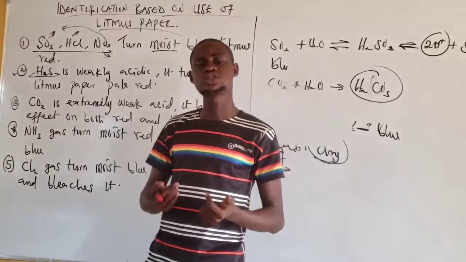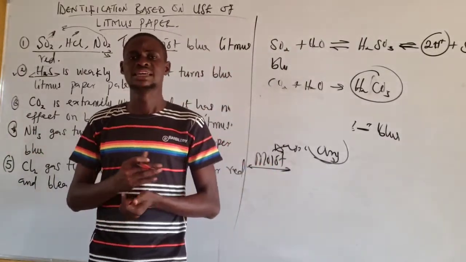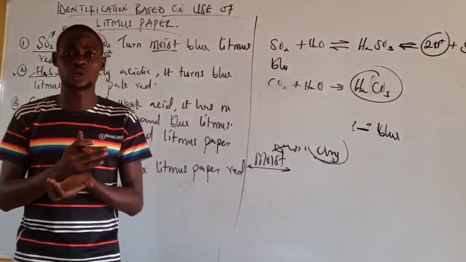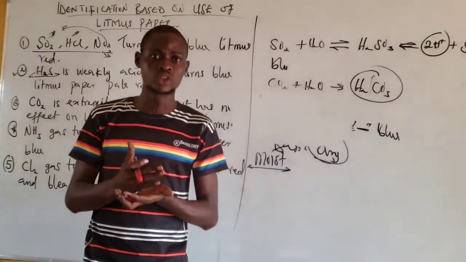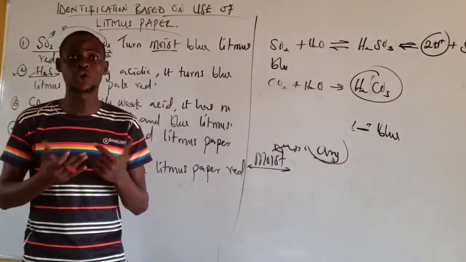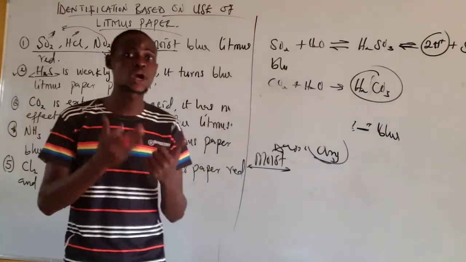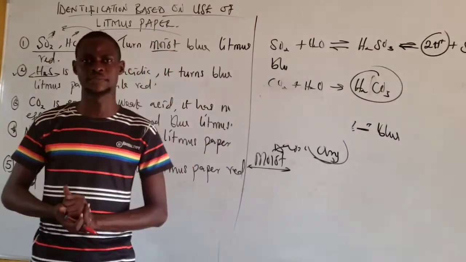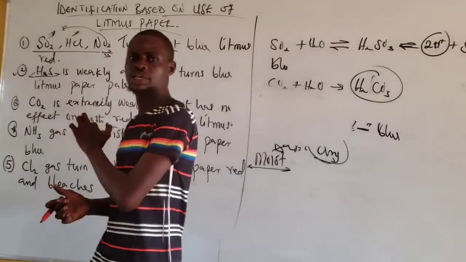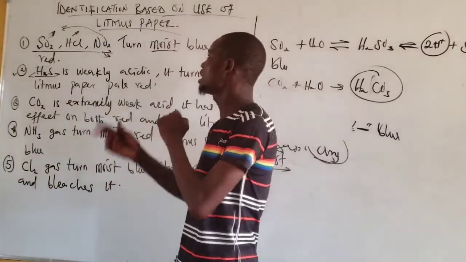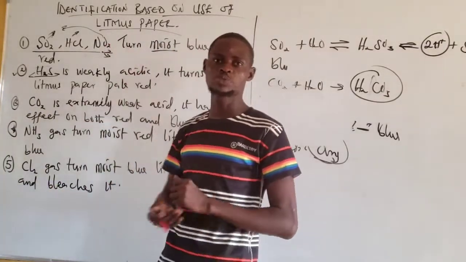Another way that we can use to identify that is that it is a colorless gas, in form of a milky solution. Altogether, it has a milky color. We can use that to identify it, but I'll be showing you that later. For now, I'm explaining it based on their reaction with litmus paper.